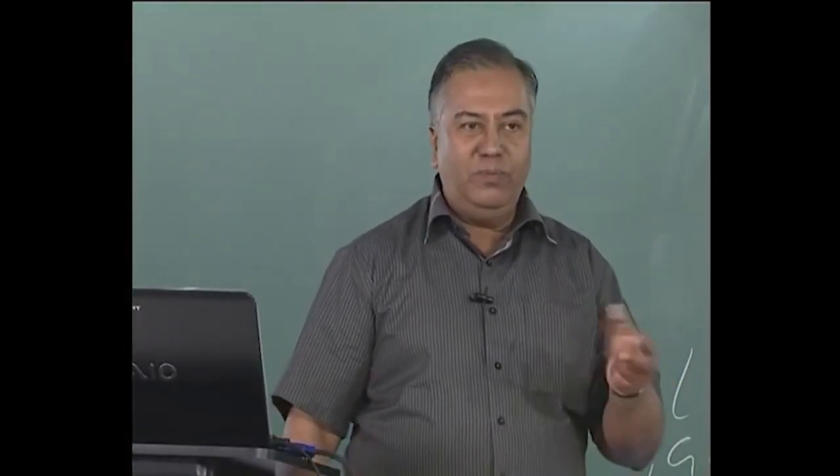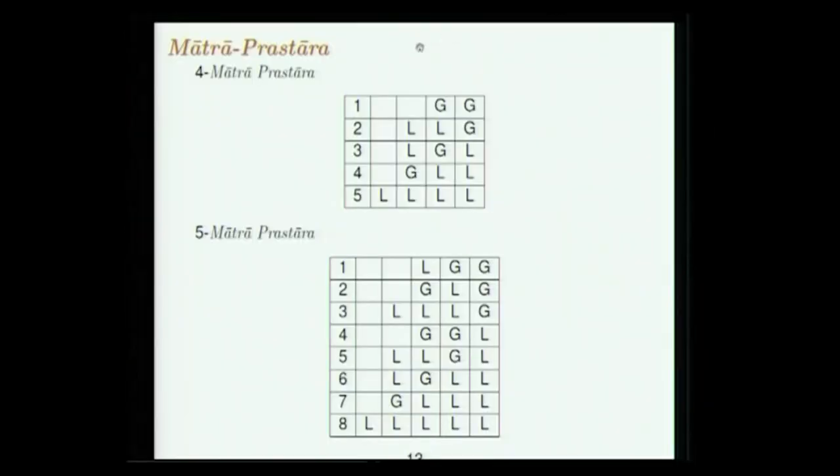So, in some sense, it is what can be called an ordered partition of the total matra by just 1 and 0, rather 1 and 2. So, at this stage, you have to add an L to have a total of 4 matras.